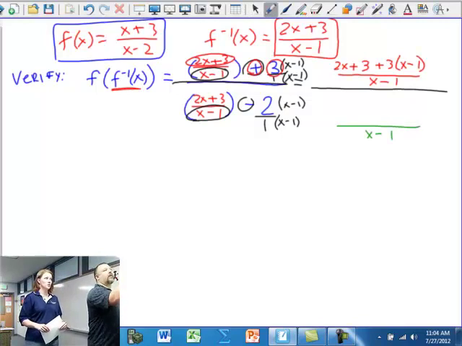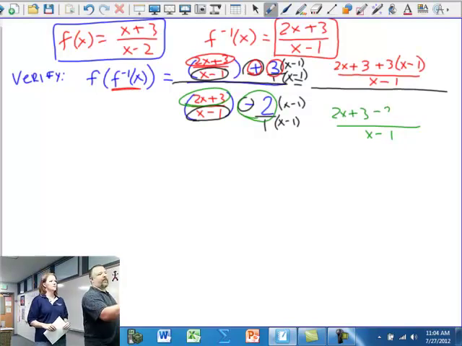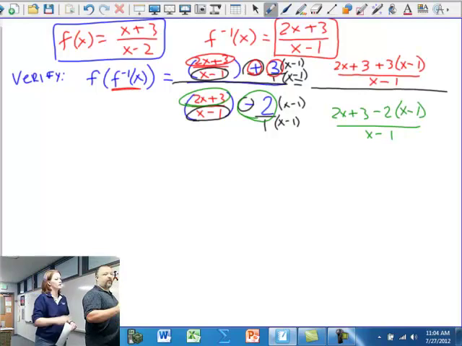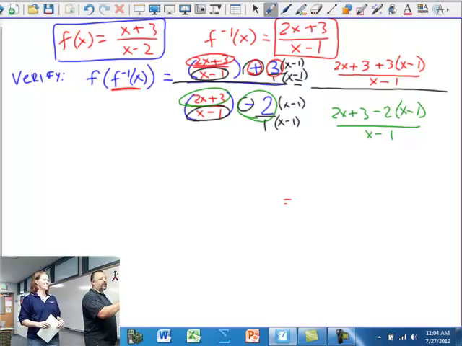And on the numerator, we're going to have the 2x plus 3 that was there minus 2 times the x minus 1 that we put in. All right. Okay, can we clean up our numerators a little bit? Let's clean this up, shall we? Okay. All right, so you might want to go way over there. She needs more room.